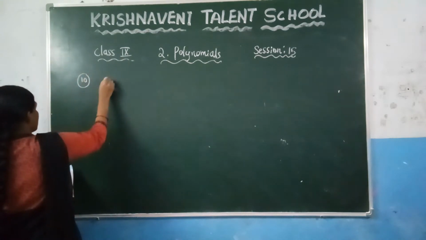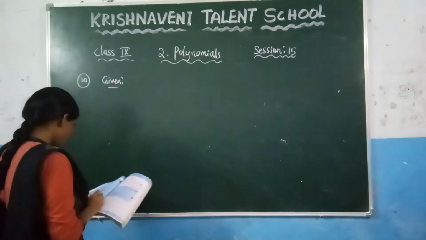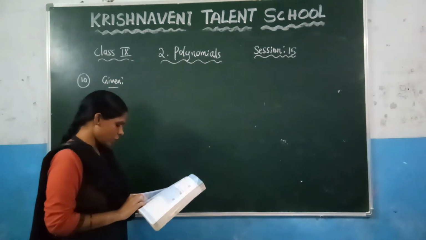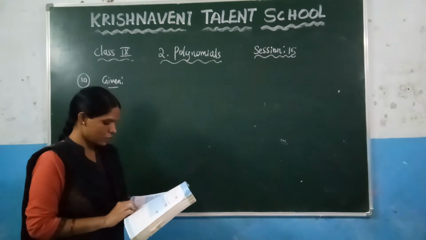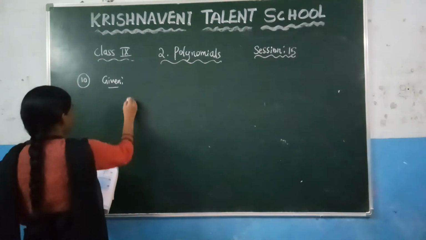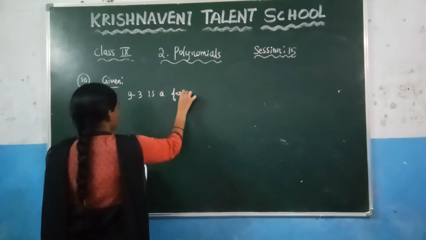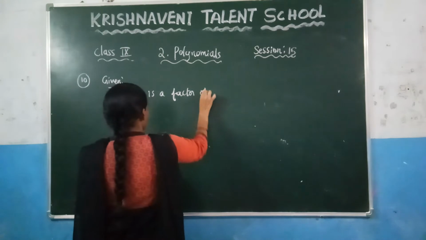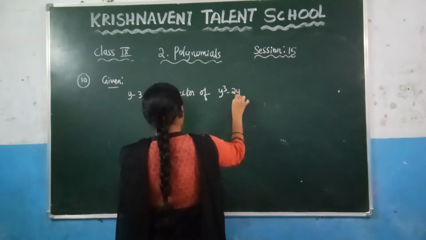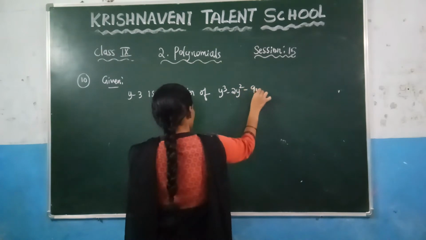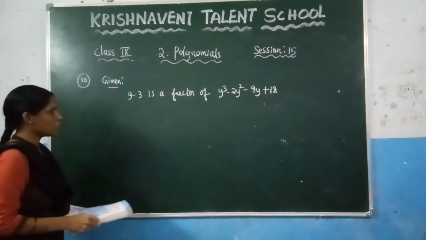Problem. What is the question given here? If y minus 3 is a factor of y cube minus 2y square minus 9y plus 18, find the other two factors. So what is given here? Given that y minus 3 is a factor of the polynomial y cube minus 2y square minus 9y plus 18. Now you need to find the other two factors.